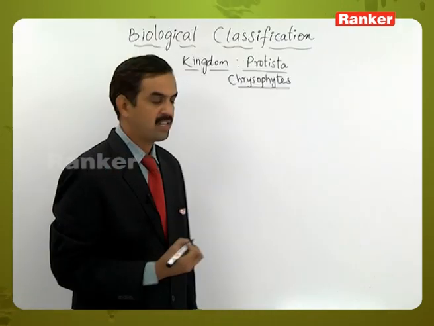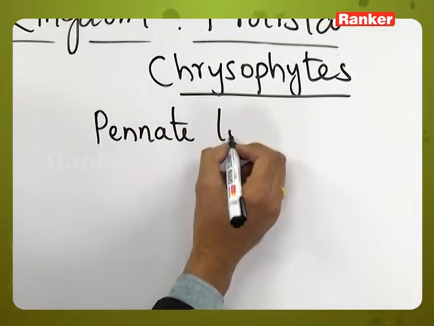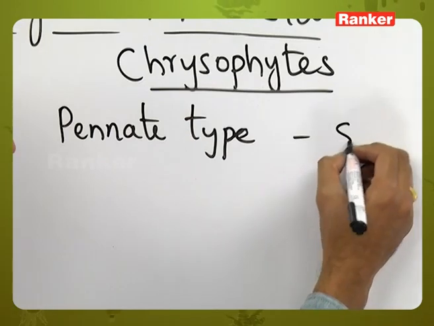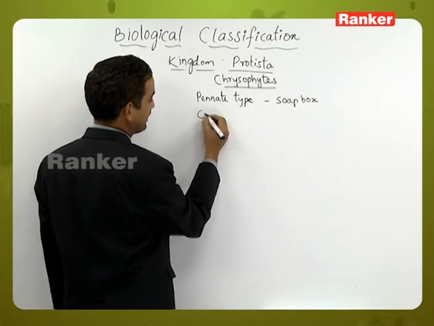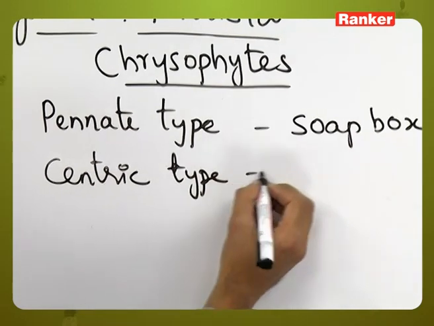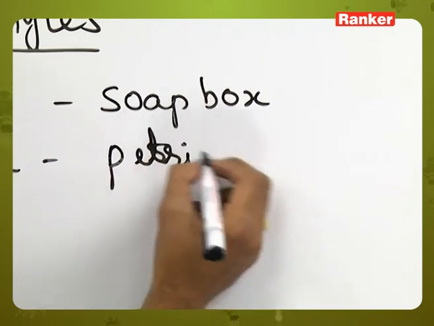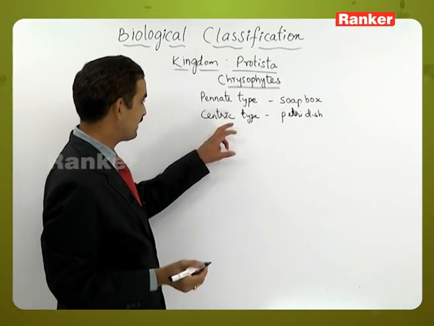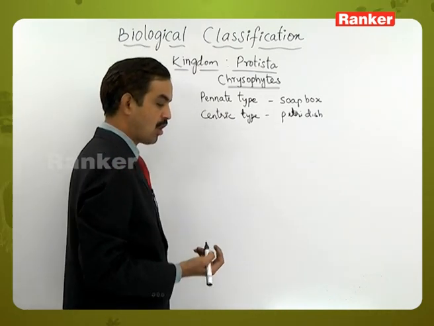In the structural organization, we can see one is pennate type, where the overlapping of the epitheca and hypotheca are present, and they acquire a soap box like structure. The second one is a centric type, in which they acquire the shape of a petri dish. In both of them overlapping of the structures is present, but one is like a soap box and the other is like a petri dish.